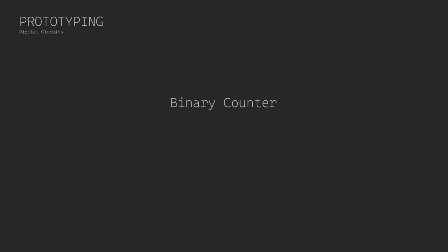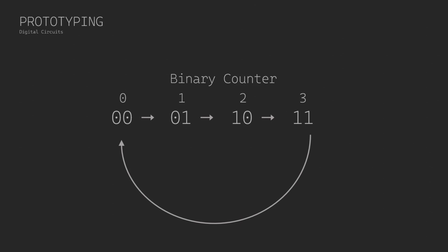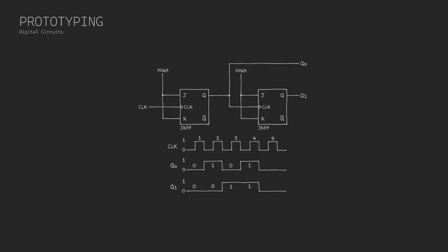A binary counter is a digital circuit that counts in binary numbers. Instead of counting 0, 1, 2, 3, like we do in decimal, it counts using only zeros and ones. It counts in binary like 00, 01, 10, and finally 11, and it repeats in the same sequence. Let's build a digital circuit for our 2-bit binary counter.